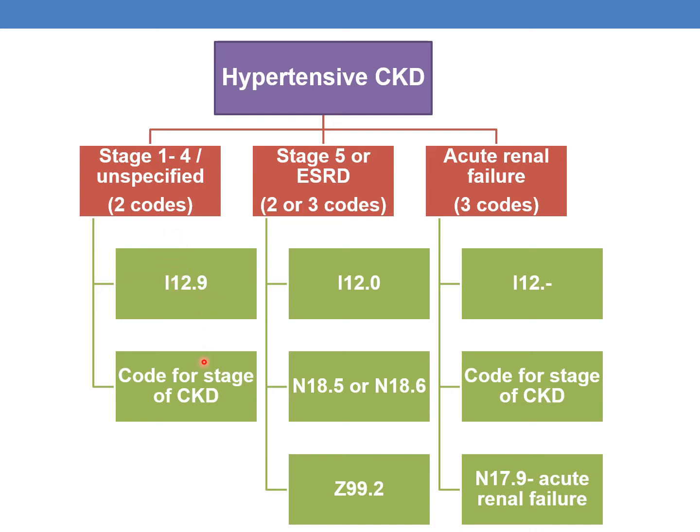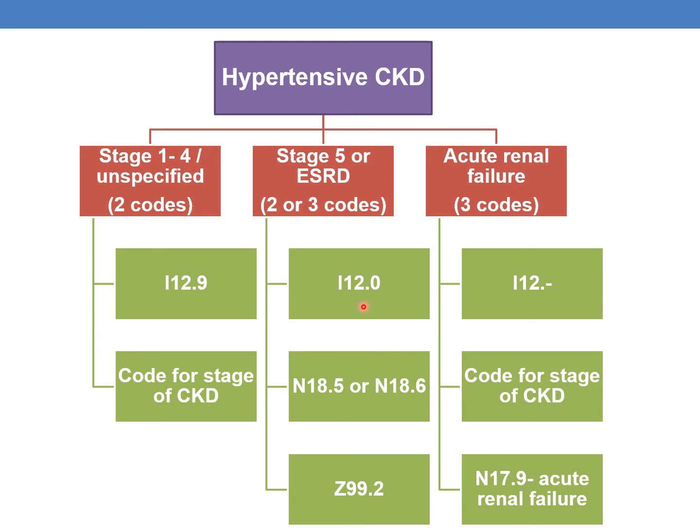I12.9 followed by code for stage of CKD. I12.9 is nothing but hypertensive chronic kidney disease from stage 1 to 4 and unspecified. If the patient has stage 5 CKD or end stage renal disease, here also two or three codes are required.